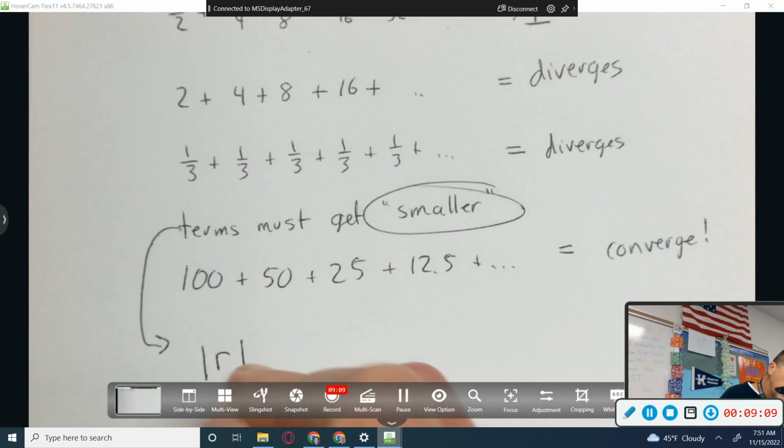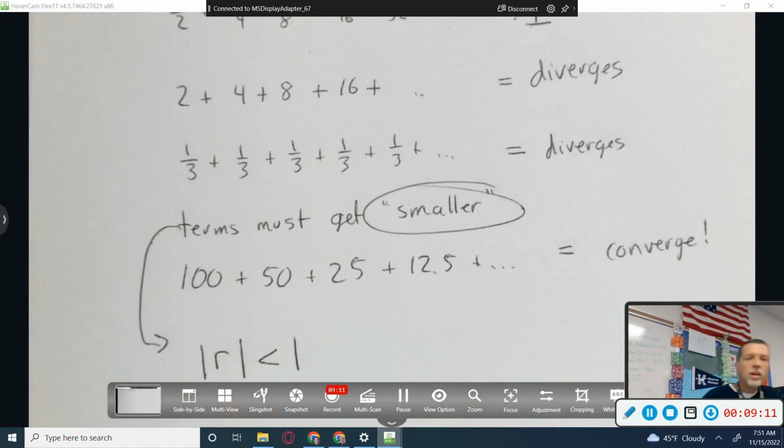The absolute value of r must be less than 1. So you need the terms to get smaller. Absolute value, because they could change signs and that would be okay. But you need them to get smaller.